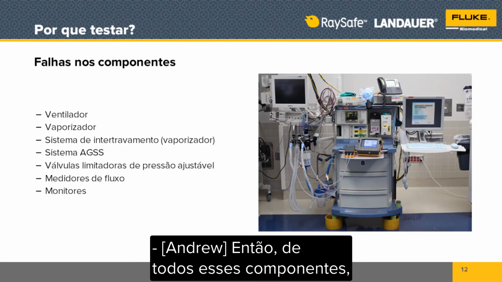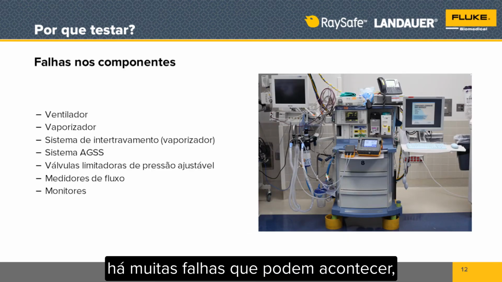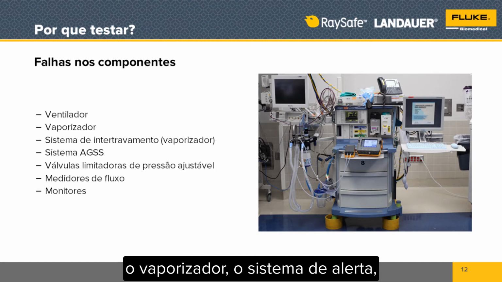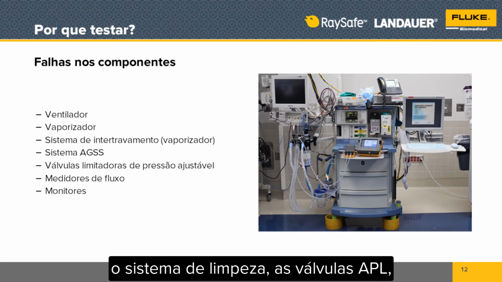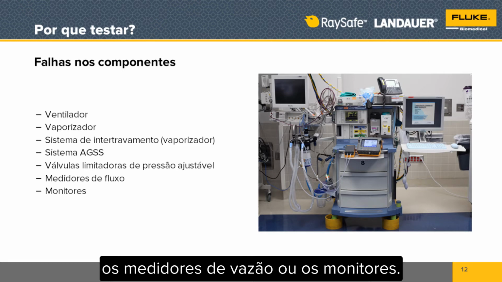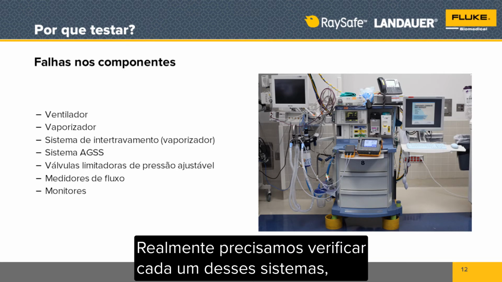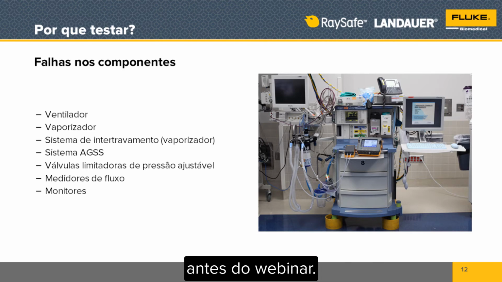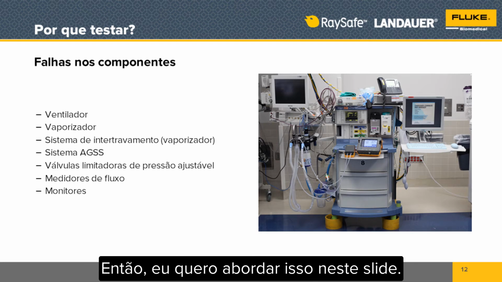Of all these components, there are a lot of failures that could happen within the system. A failure in the ventilator, the vaporizer, the inhaler system, the scavenging system, the APL valves, the flow meters, or the monitors. So we really need to check each one of these systems independently. There was one question that came in ahead of the webinar, so I do want to address that on this slide.